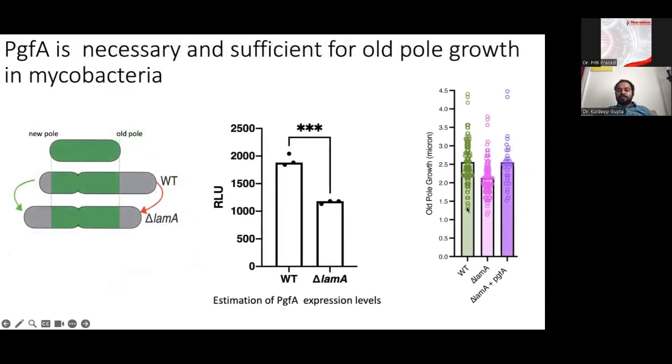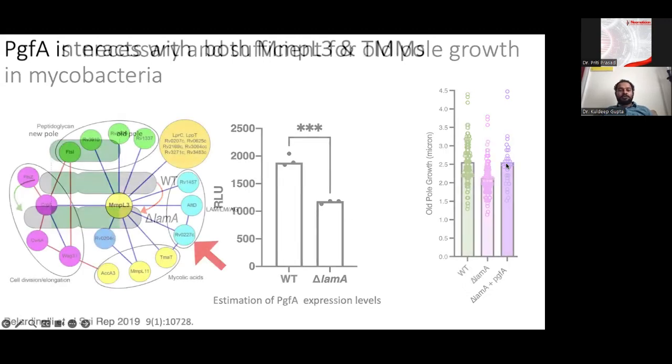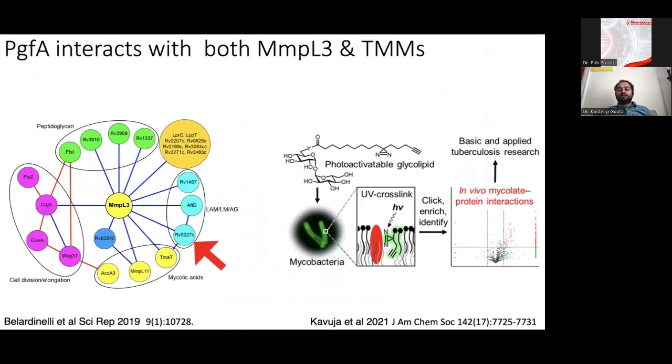So as you can see here, this is wild type. In llama knockout, polar growth is reduced, but in the llama knockout background, when we overexpress PGFA, the polar growth is restored. We then carried out another cross-linking study and found that our protein interacts with MMPL3.